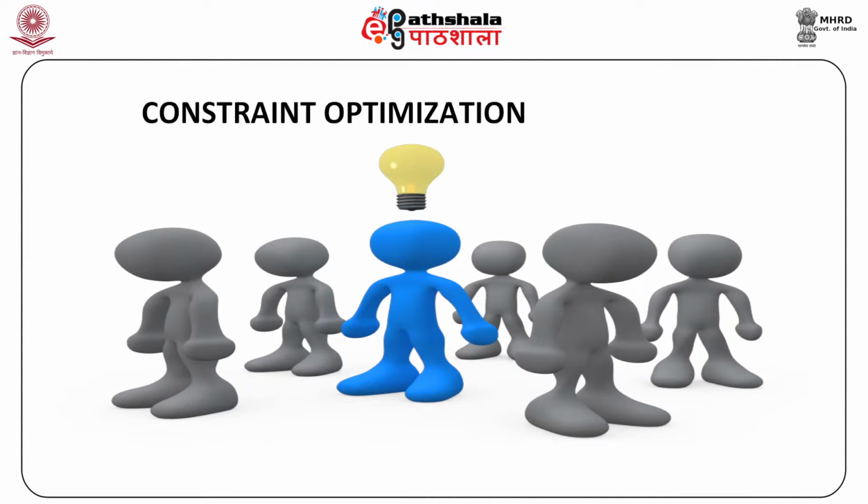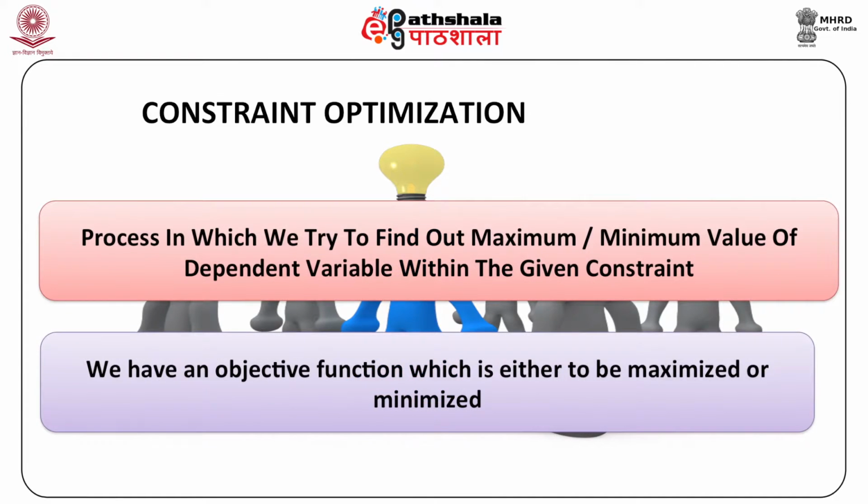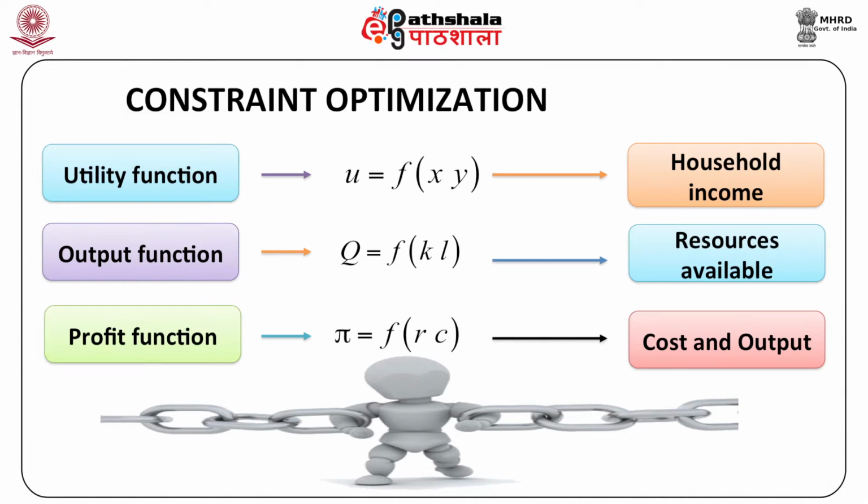Now we will be discussing the meaning and definition of constraint optimization. Constraint optimization is the process in which we try to find out the maximum or minimum value of the dependent variable within the given constraint. Under constraint optimization, we have an objective function which is either to be maximized or minimized. Like first, the utility function, which is denoted by u, is a function of x, y. Second, the output function denoted by q is a function of k, l. Profit function denoted by pi is a function of r, c.